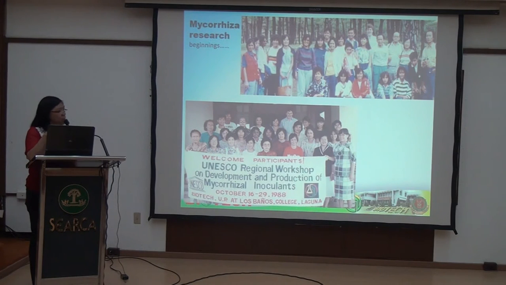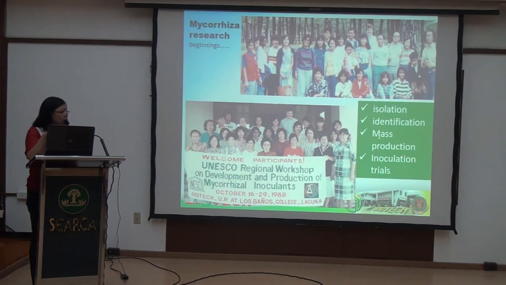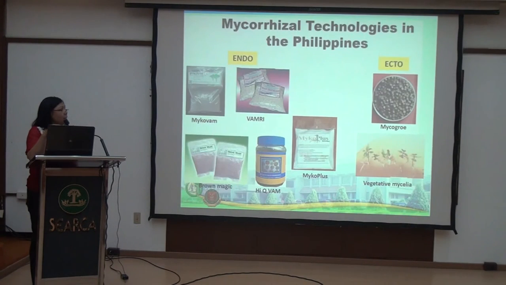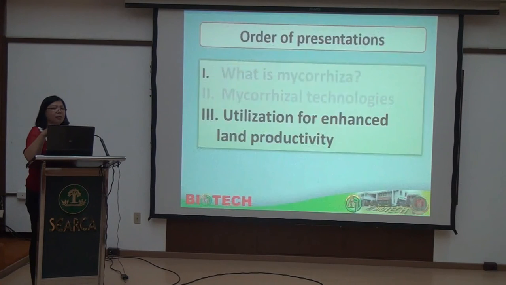Konting backtrack, Mycorrhiza research started in the Philippines: isolation, identification, mass production, and inoculation trials. So this was taken way back 1988. Bata pa lang po ako noon, but I started out with Dr. De La Cruz. Now this is Dr. De La Cruz, whom we call the father of Mycorrhiza. And today, these are the mycorrhizal technologies. So for endomycorrhiza, we have Mycobam, Bam Root Inoculant, Brown Magic for orchids, Hycubam developed by DENR, and Mycoplast, which was from our group. For the ectomycorrhiza, we have Mycogrow, tablets, and the vegetative mycelia. I will discuss them further as we go through other uses.